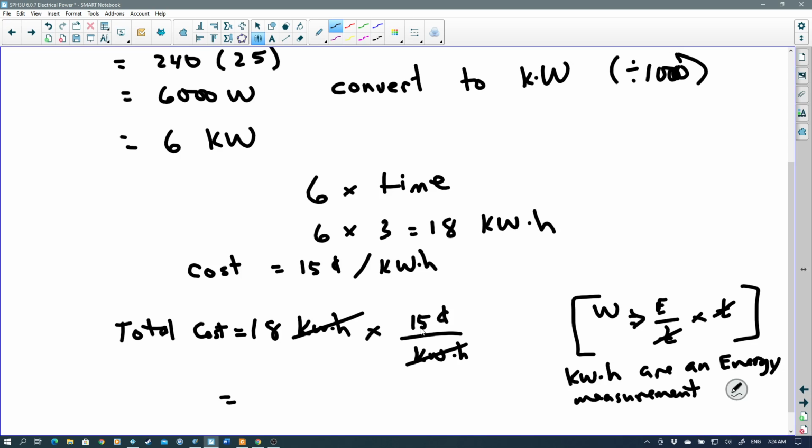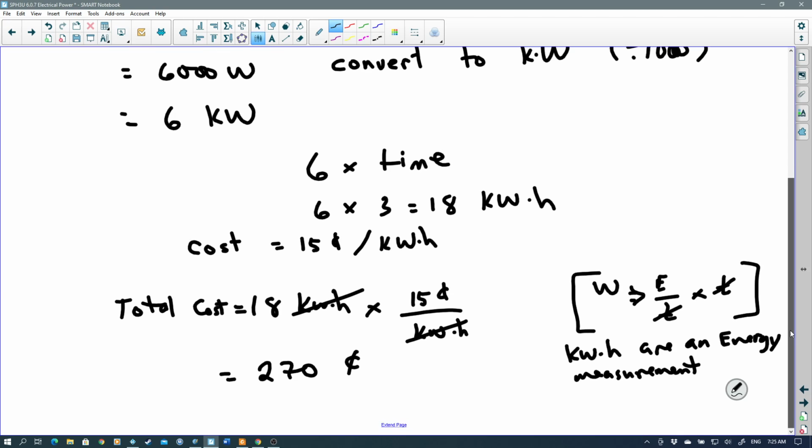Okay, so 18 times 15 cents is going to be 270 cents. Now, that's usually converted into dollars, and to convert cents to dollars, we just divide by 100. So it costs $2.70 to run this appliance for 3 hours.